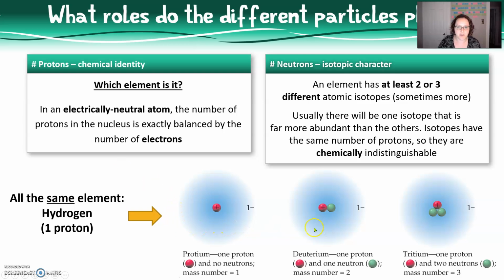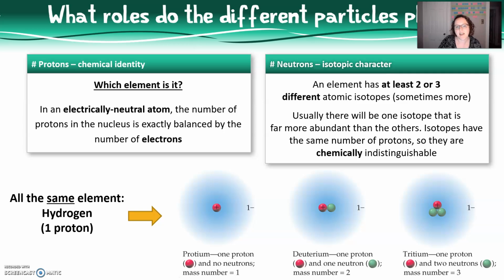So as we see below here, these are 3 diagrams showing the 3 most common isotopes of hydrogen. Protium contains 0 neutrons, and it's how we normally think of a hydrogen atom, as being 1 proton and 1 electron. Deuterium contains 1 proton and 1 neutron, while tritium has 2 neutrons. All of these are still considered hydrogen atoms, as they all contain just the 1 proton, and when they're neutral, they are all balanced by just 1 electron.